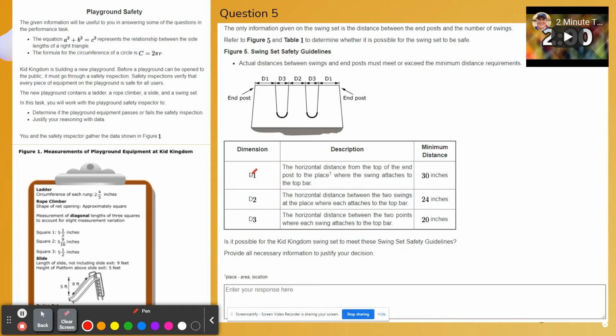So this says D1 is 30. So anywhere it says D1, you're going to put 30. Anywhere it says D2, you're going to put 24. Anywhere it says D3, you're going to put 20.